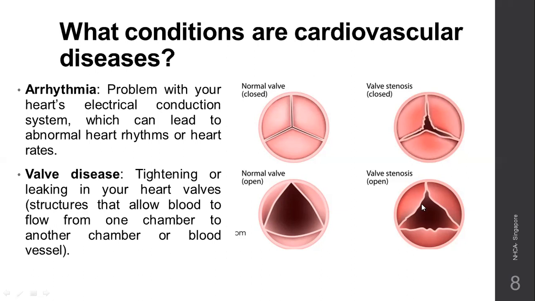Okay, and in valve stenosis, when it is open, it is not completely open, so the cardiac output is reduced in this condition. Okay, so tightening or leaking of the heart walls. The heart walls are the structures that allow the blood to flow from one chamber, the upper chamber, to the lower chamber. Okay, so when there is any structural damage to the walls, definitely it will give leakage. Okay, automatically it would lead to leakage, or it will lead to reduced cardiac output. So these are the symptoms that happen in valve disease. Is it clear to all?